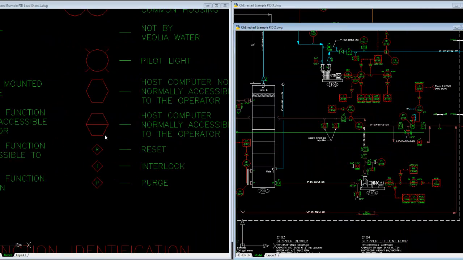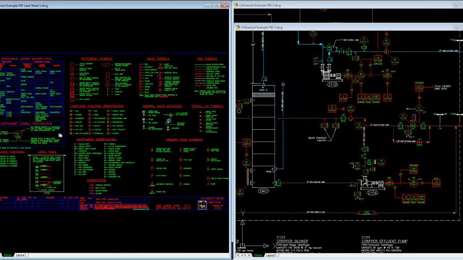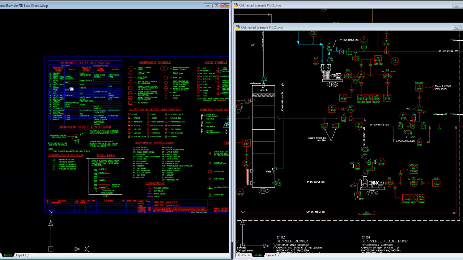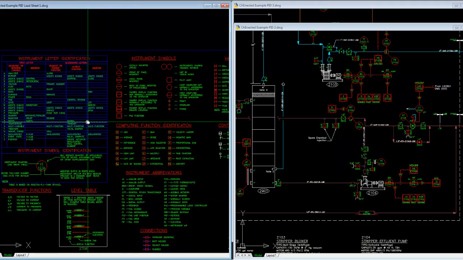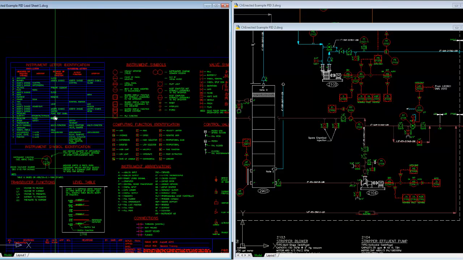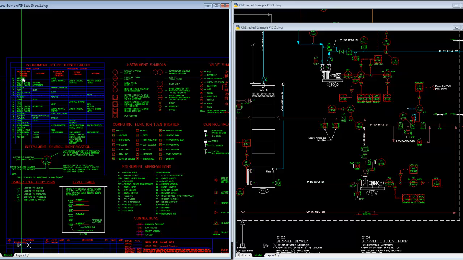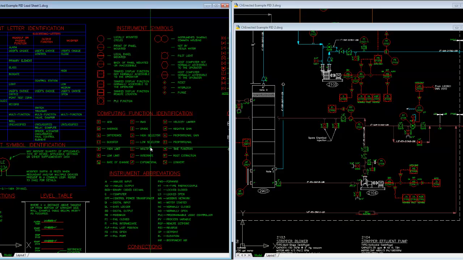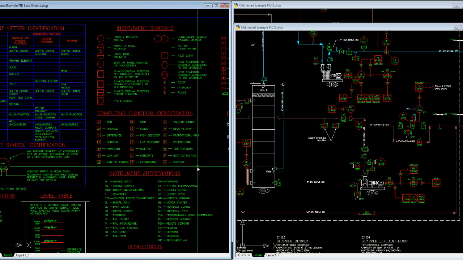So if I come back here to my lead sheet, what I have here is I referenced the actual four-part series back at connected.com. I go over the use of these. You've seen a lot of the examples here and how they're applied. You've seen the instrument symbols. I talk about the use of the computing function identification in the series, so I'm not going to go over that right here, other than to say I don't use it a lot.